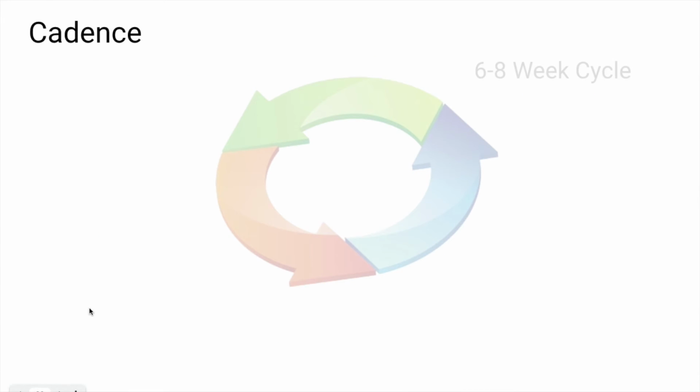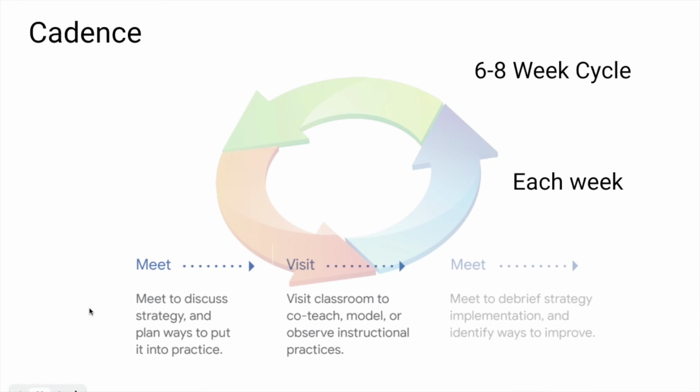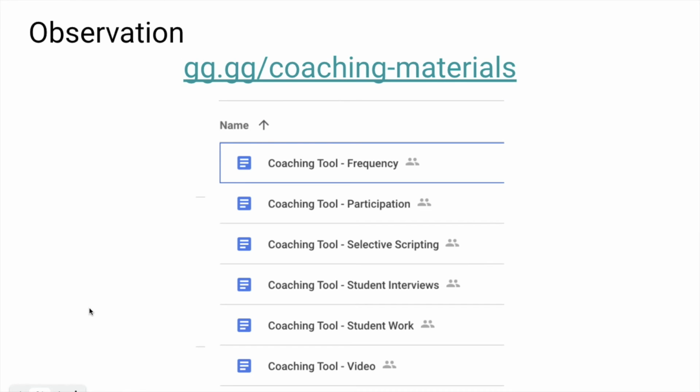During this time, there's a cadence. It's a 6 to 8 week cycle where each week there's a meeting to discuss strategy and plan ways to put it into practice, a visit into the classroom to co-teach, model, or observe instructional practices, and then to meet again to debrief the strategy implementation and identify ways to improve. There's also some coaching materials that Google provides for these observations. There are 6 different templates for different ways of collecting data to support the teacher.